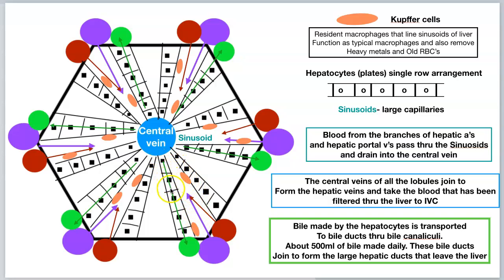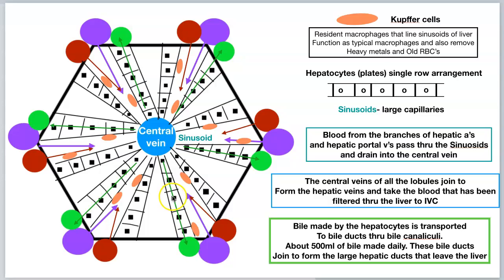And these hepatocytes are making bile. So they are making bile and they are secreting it into this little canal. It's called a bile canaliculi. You've heard that word before. A bile canaliculi, and it's sending it into this bile duct. So the blood is going in towards the central vein. The hepatocytes are making bile and sending it out into the bile duct.